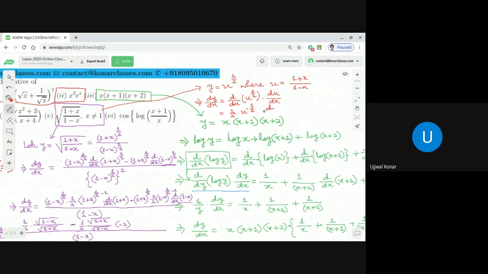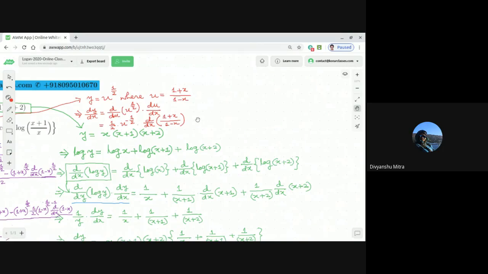Then d by dx of 1 plus x by 1 minus x. Let's do it, then you'll understand where exactly the difference happened. But this is a good approach, I appreciate it. So 1 by 2, u to the power minus 1 by 2, what can we write? We can write square root of 1 minus x divided by square root of 1 plus x. Do you agree with me? Because u is 1 plus x by 1 minus x, so u to the power minus 1 by 2 should be the reciprocal and square root.